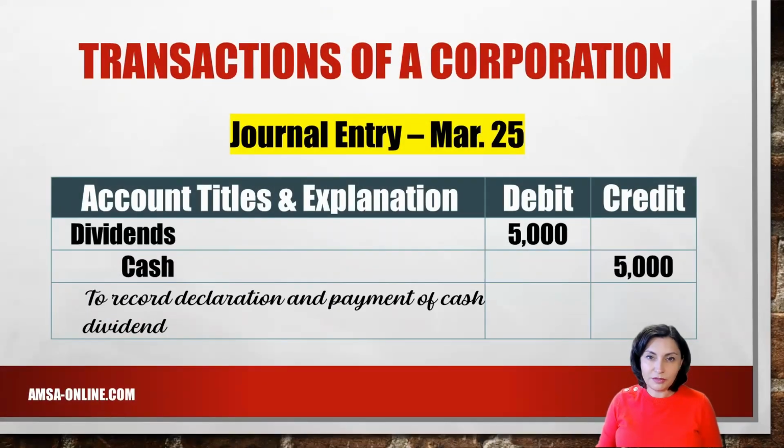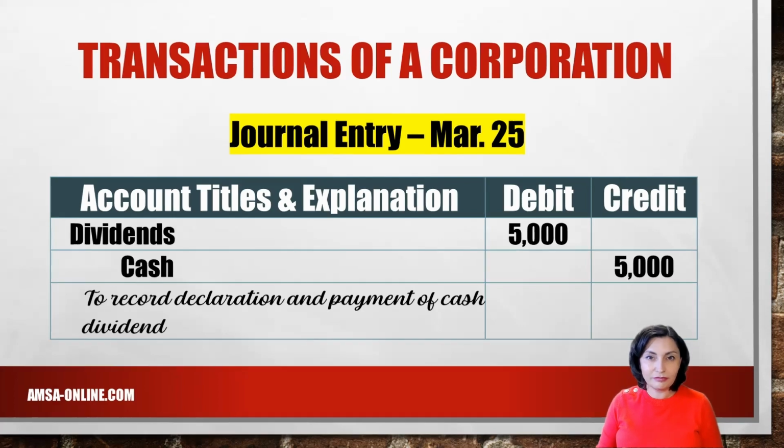On March 25th, the company declared and paid a $5,000 cash dividend. A dividend is a payment either in cash, other assets, or stock from a reporting entity to its shareholders. In our example, the company paid dividends in cash. This transaction is recorded as a debit or increase in the dividends account for $5,000 and a credit or decrease in cash. The dividends account is increased by debit and decreased by credit.